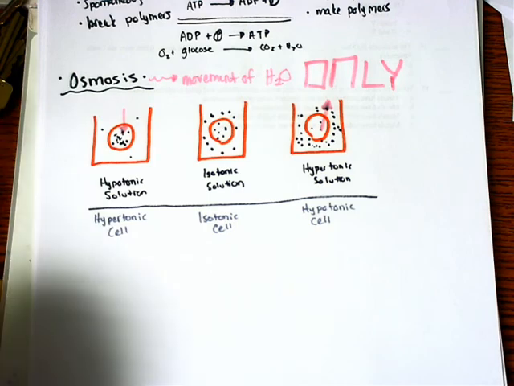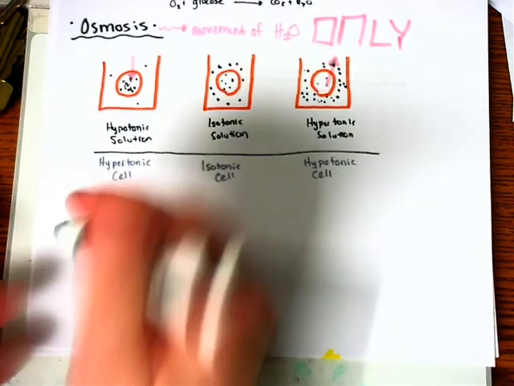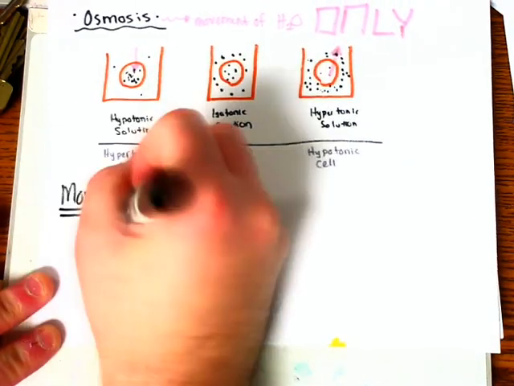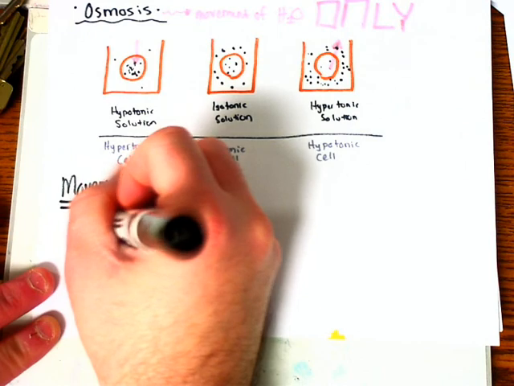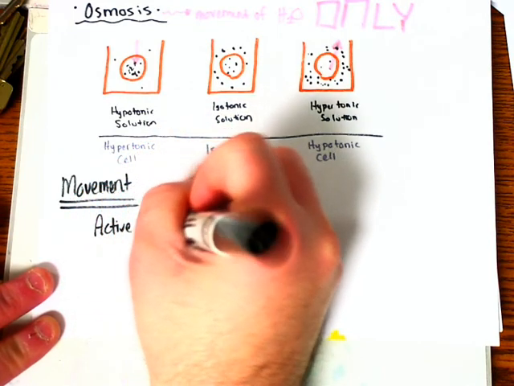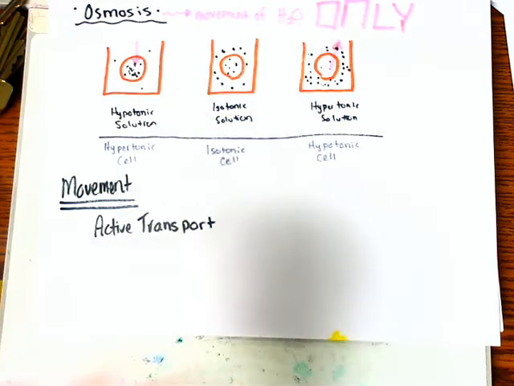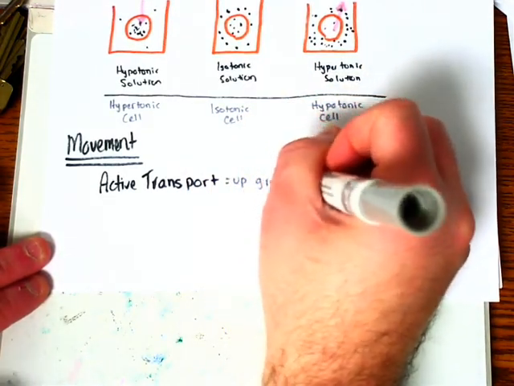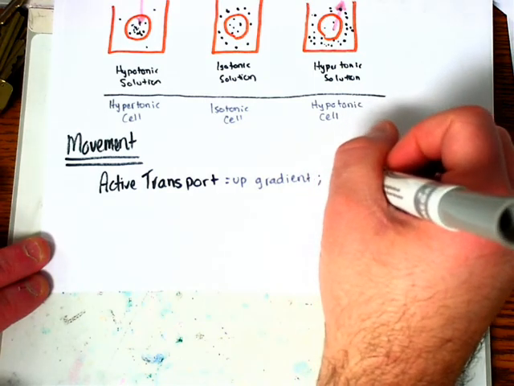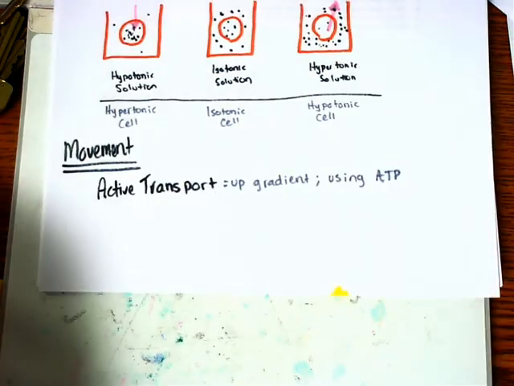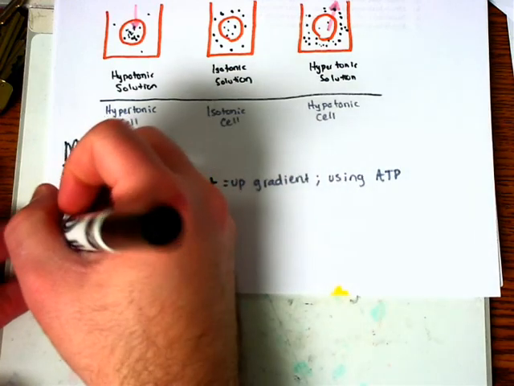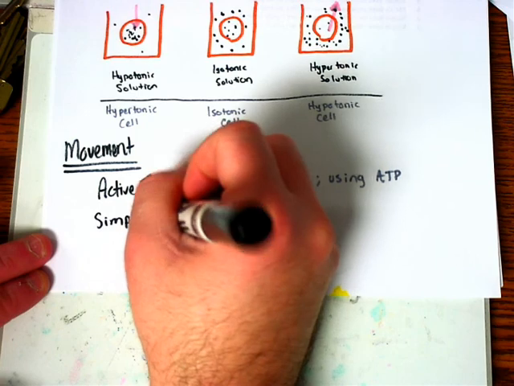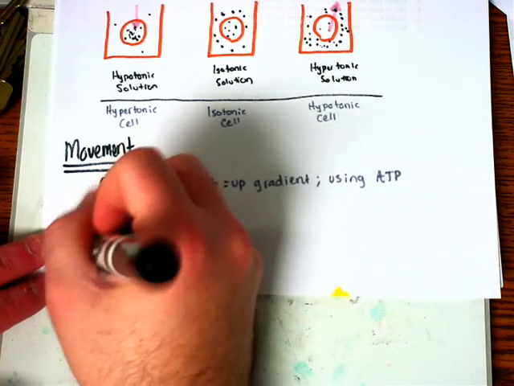Don't forget that there's other types of movement, correct? So since we're in that zone, let's talk about other types of movement. Like, for instance, let's talk about active transport. Is that going up or down the gradient? Okay, up gradient. Against the gradient, if you will. And of course, I would be using ATP, or energy. Let's talk about some other types of passive transport, like simple diffusion. And we'll also talk about facilitated diffusion.